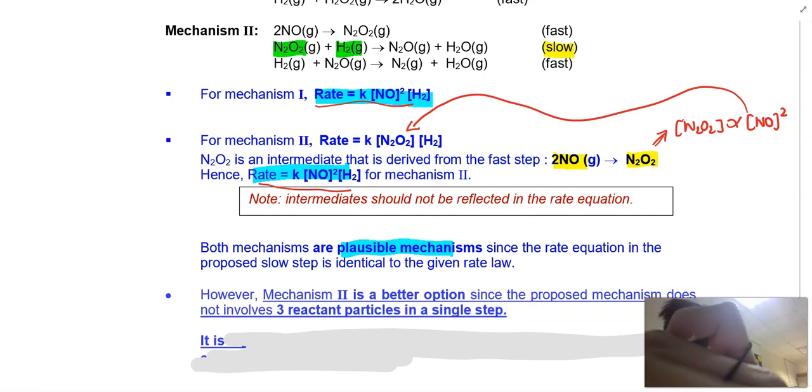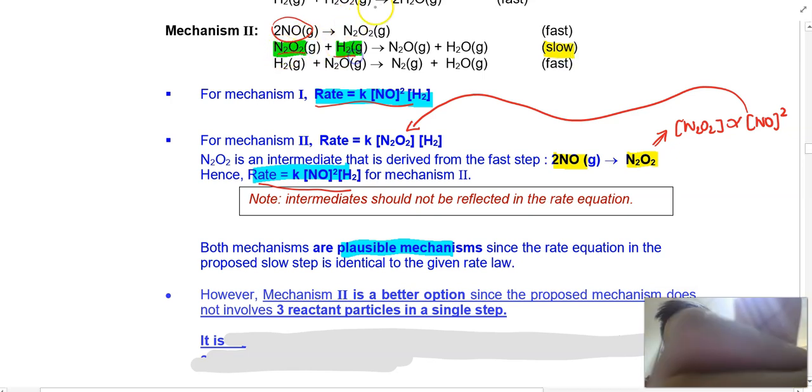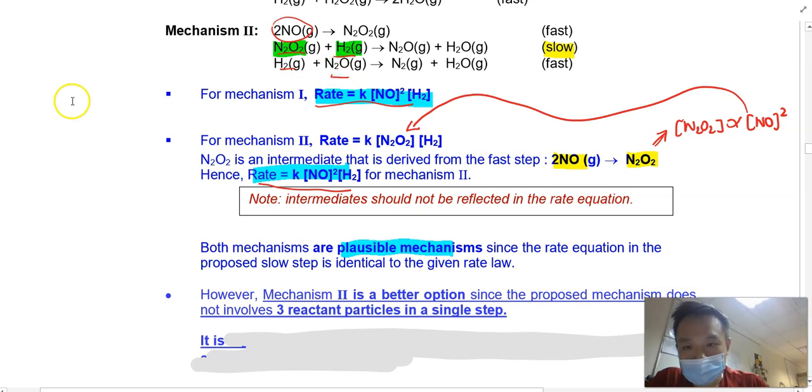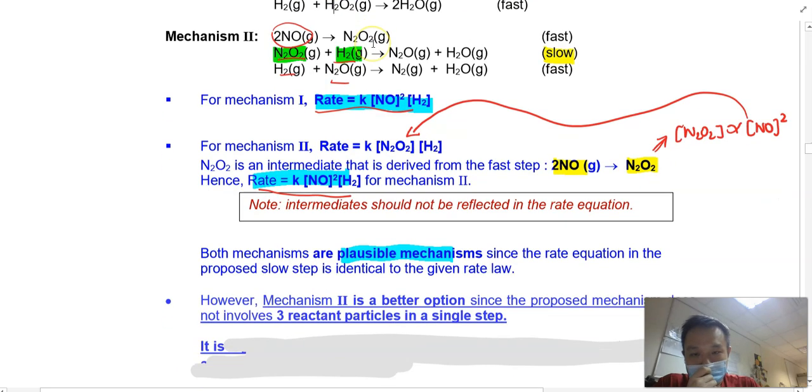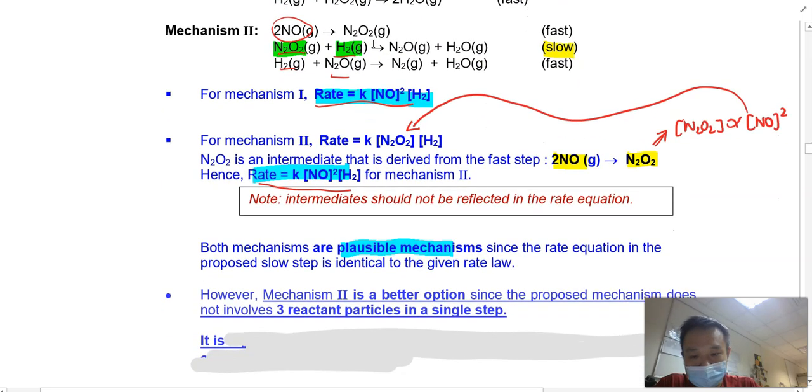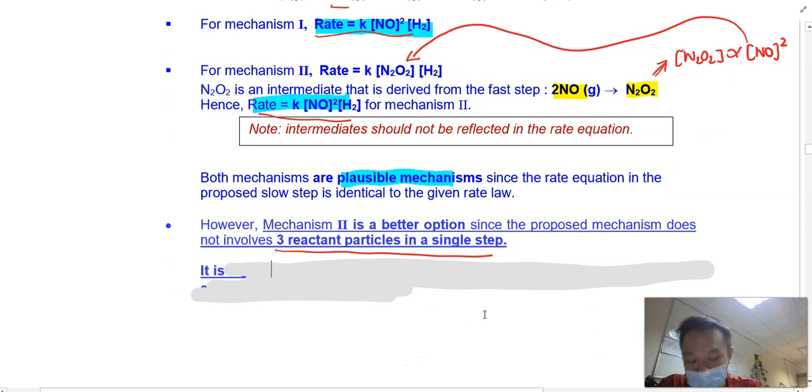So you take a look at this. What does this mean? If you look at mechanism 2, 2 particles are involved in step 1, 2 particles are involved in step 2, and 2 particles are involved in step 3. Whereas in mechanism 1, in the very first step, you involve 3 reactant particles, 2 NO and 1 H2. Why do we not propose a mechanism with a step that involves 3 reactant particles in a single step?